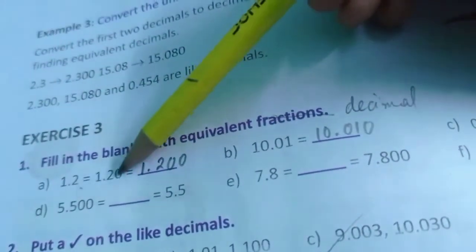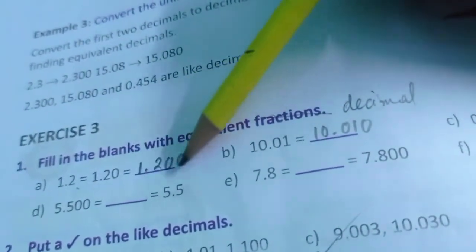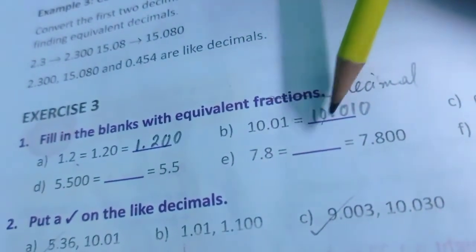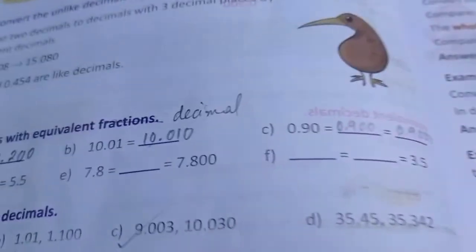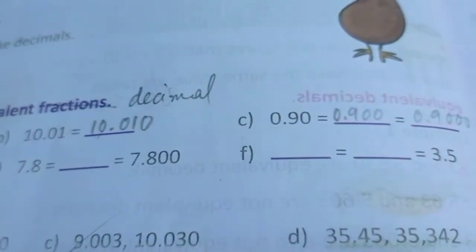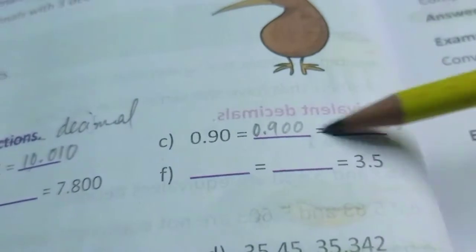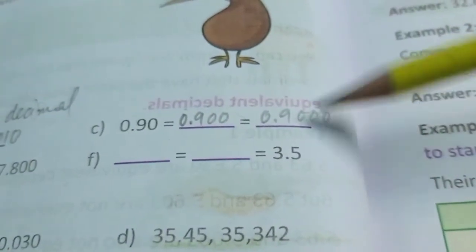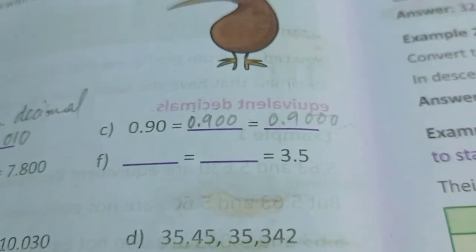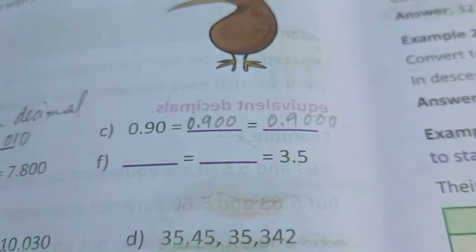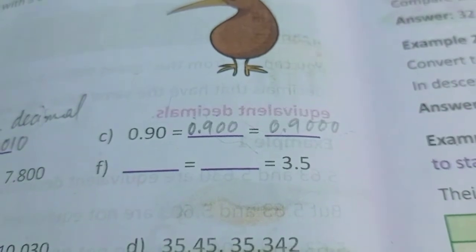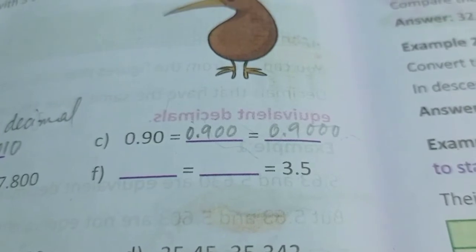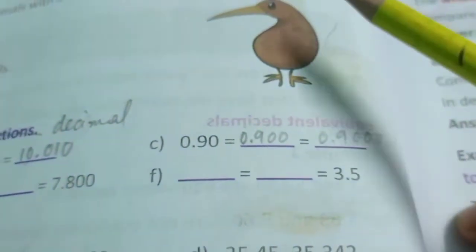So 1.2 is equal to 1.20, which is equal to 1.200. 10.01, if you put 0 after this, also like that you can write many equivalent decimals. Okay, 0.90, 0.900. However many zeros you put after, the value will be the same, it will be 0.9 only. So this is one answer.